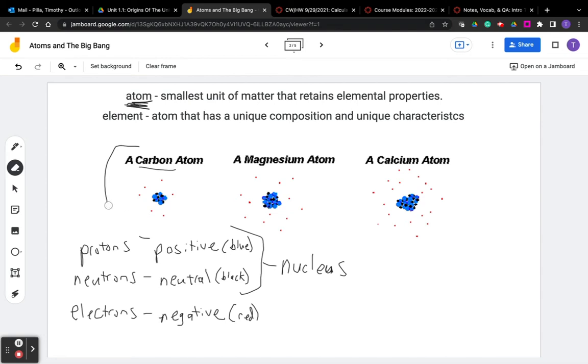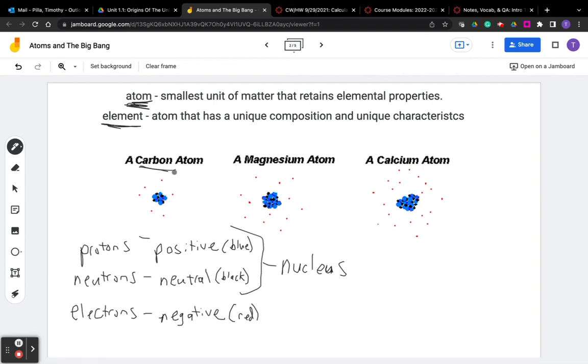In our universe, on our planet, in space, there's many different types of atoms. All atoms are made of the same stuff, but there's different types of them. Can you tell what the difference is? Well, it's obvious. The difference is the number of electrons and protons and neutrons that makes different types of atoms. So scientists call these the elements. Different types or different forms of atoms are called elements, and those are atoms that have a unique composition and unique characteristics.